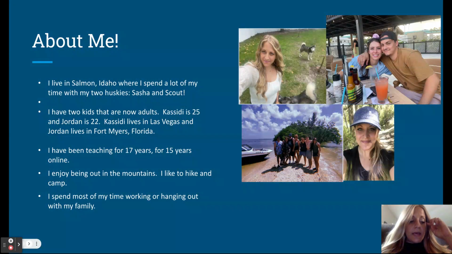Just a little bit about me. Again, my name is Mrs. Hale. I live in Salmon. I have 2 huskies, Sasha and Scout. You can see them there in the picture. They're my buddies. I do have 2 kids, but they're grown. They're there in the picture to the right, Cass and Jordan.